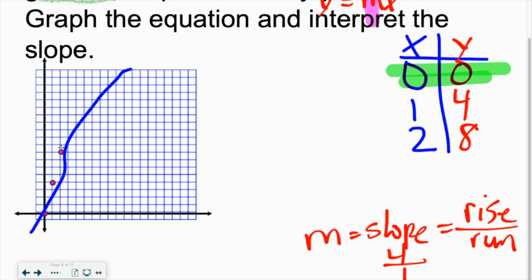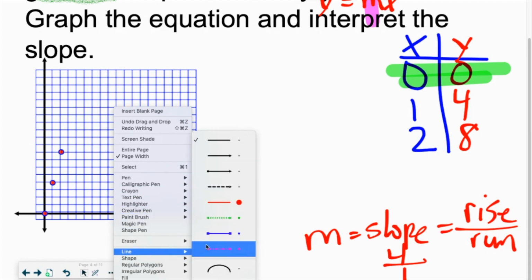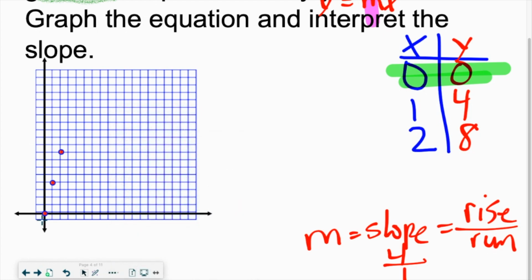You really, really want to be getting into the habit of using a straight edge. Remember, in class, I provided some rulers. If you need a ruler, let me know. Otherwise, catch any kind of straight edge, the edge of your textbook, the edge of a notebook, folders, anything like that, and then connect them.